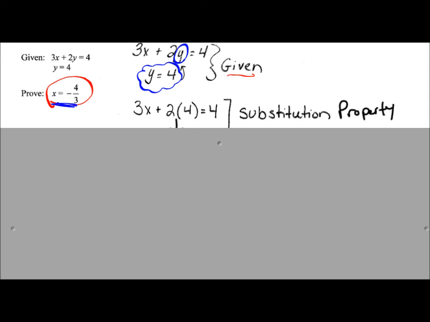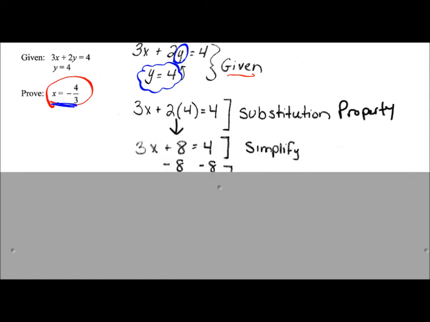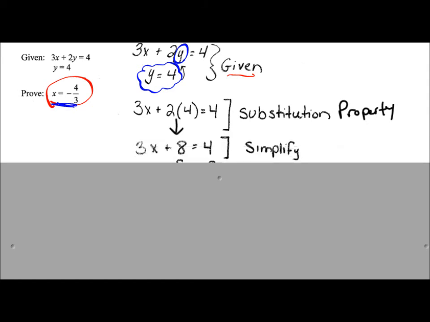The first thing I'm going to do is take care of that 2 times 4. 2 times 4 is 8. So I will simply say that 3x plus 8 equals 4. Why did I do that? Well, I just simplified it. And because I have to justify or write everything that I've done, I'm just going to write simplify next to it, and that takes care of it.